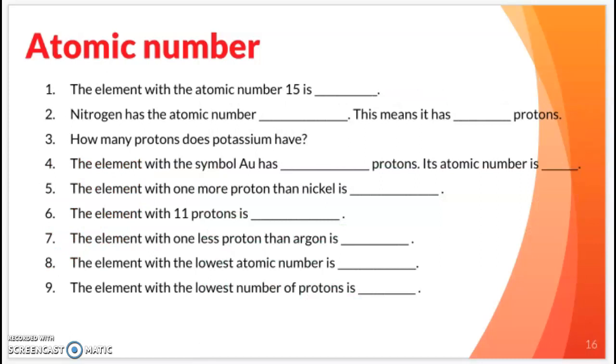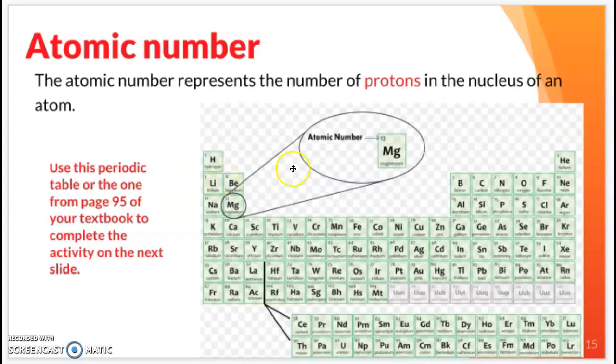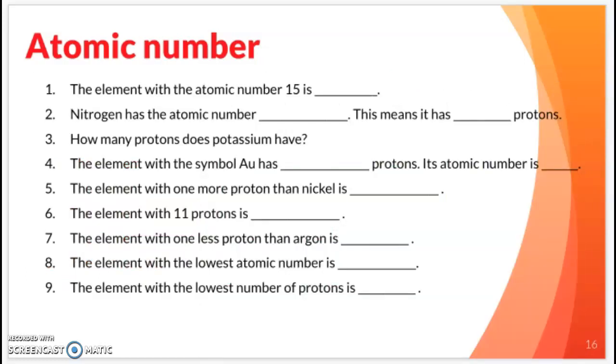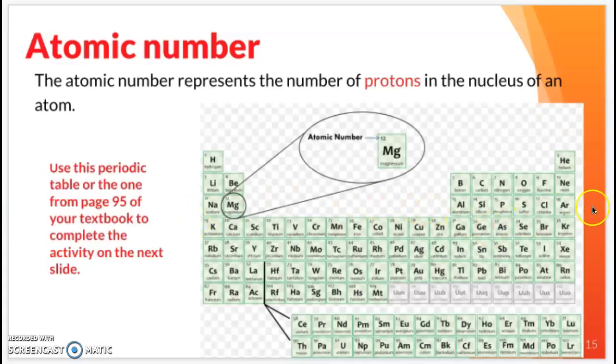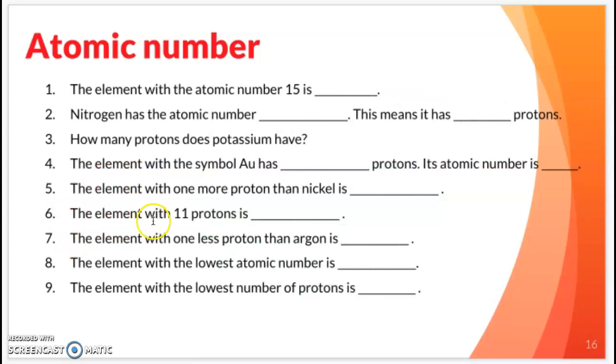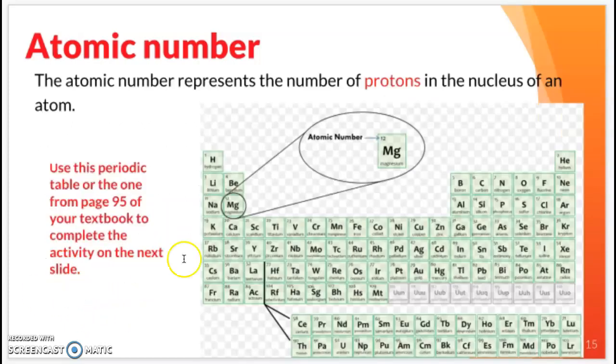These questions, you just have to use a periodic table. So first of all, for number one, which element has the atomic number 15? You want to actually find the one that says number 15 as you go across, and that will be phosphorus. Let's maybe jump onto question 5. The element with more than one proton than nickel is. So you want to find where is nickel, Ni. And once you find nickel, you want to jump one step ahead from here, which is copper. All right. And the last one, 9, the element with the lowest number of protons is, so you want to go all the way to the start, that is hydrogen.